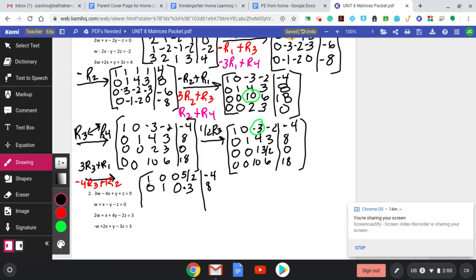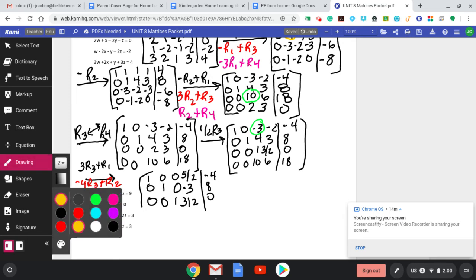Because that's the row we're on. 0, 0, 1, 3 halves, and 0. Whew, almost there. Getting to the home stretch. Wrong color. There we go.